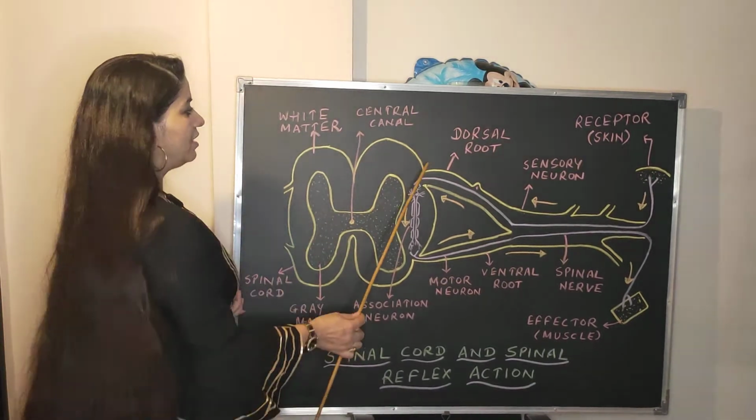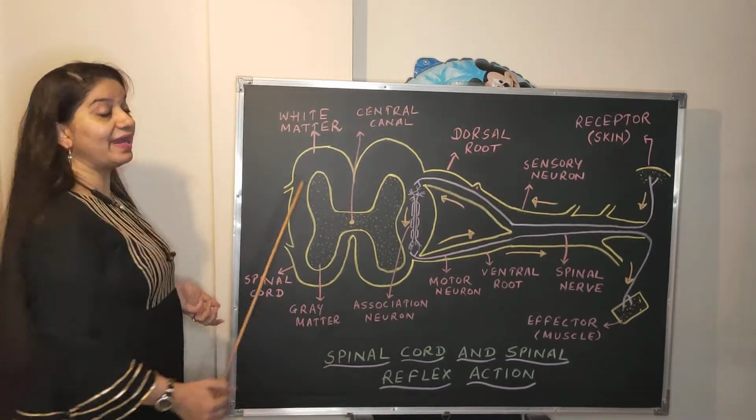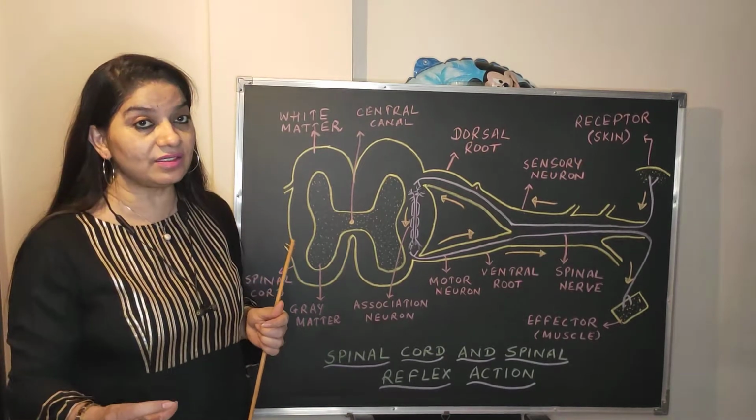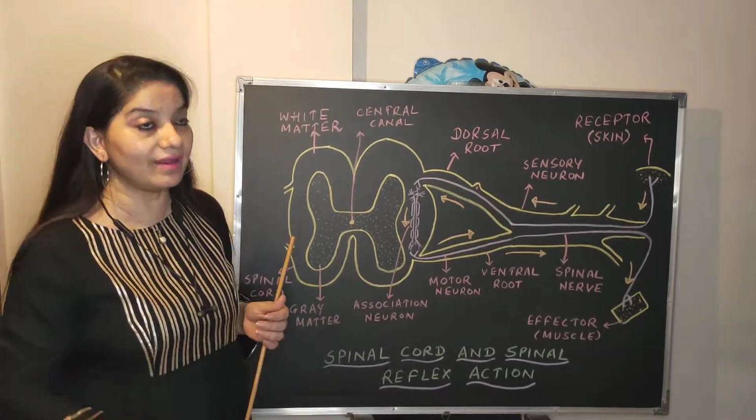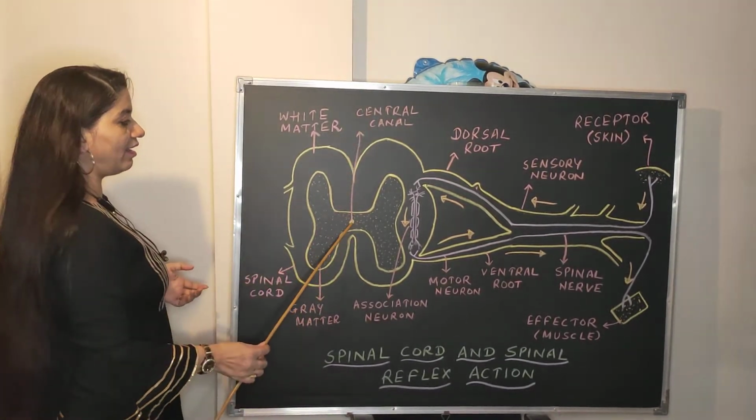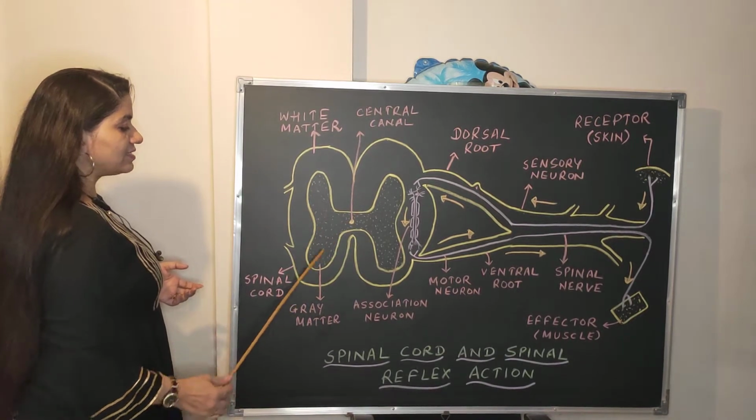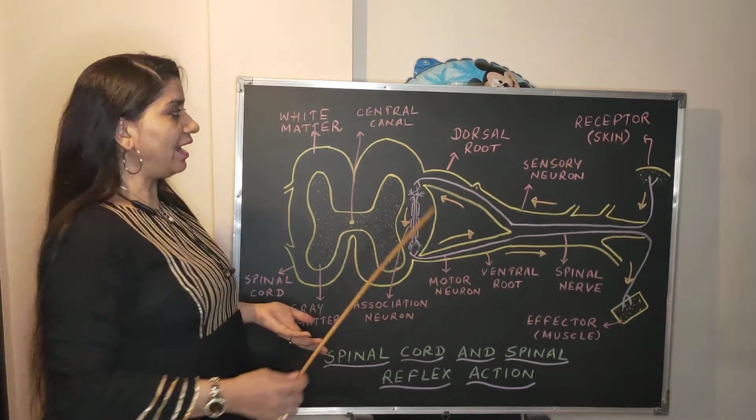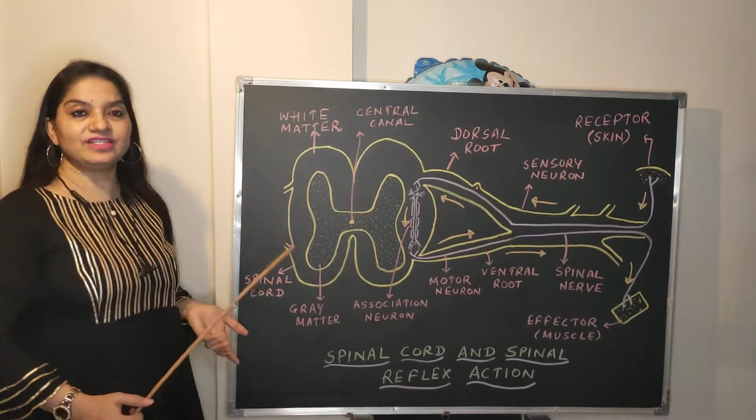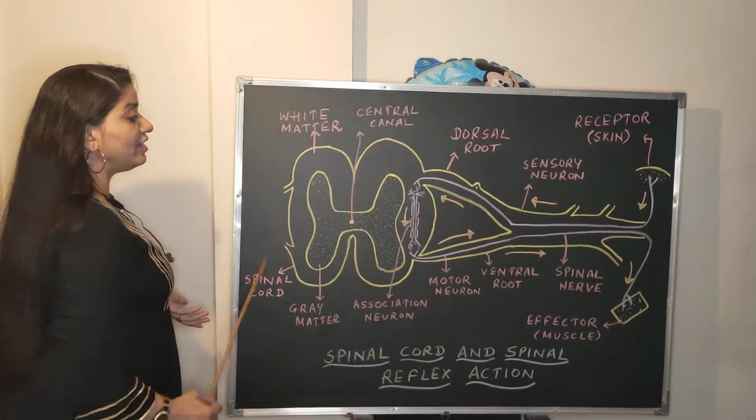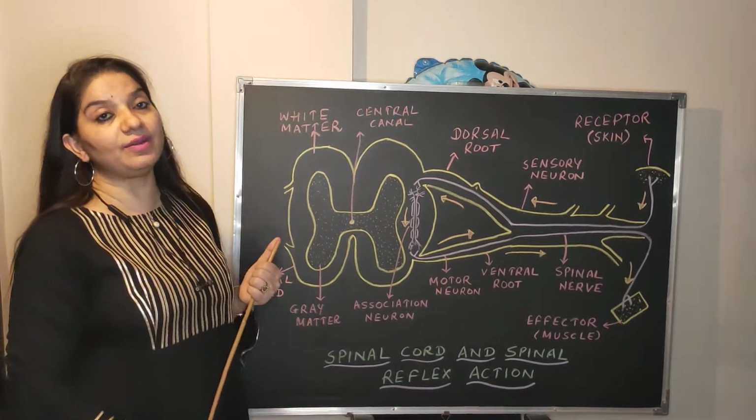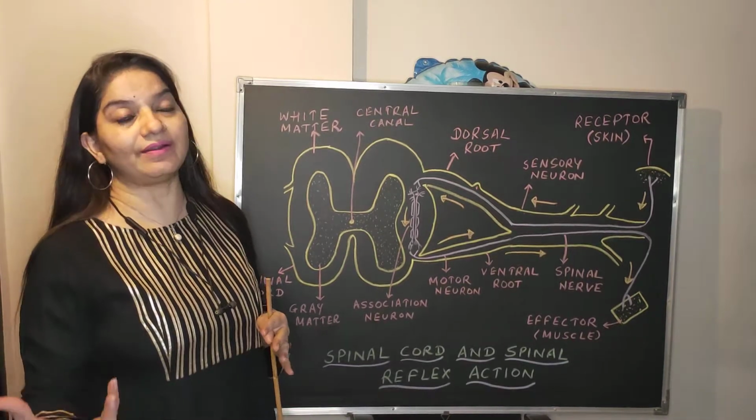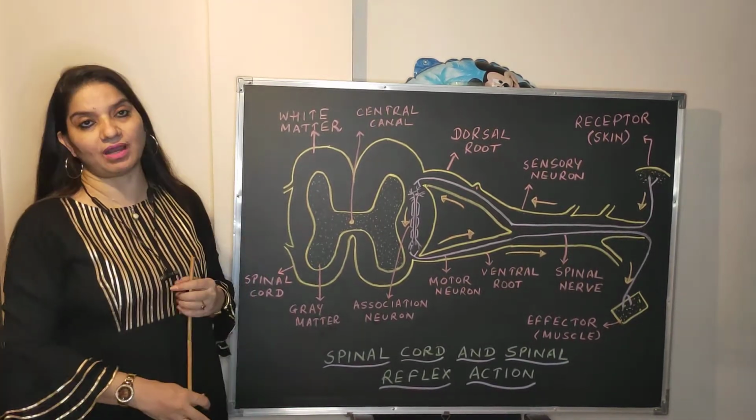Again, let us repeat. This is a spinal cord. Spinal cord has a canal in the center which is known as central canal, and inside there is a gray matter and outside there is a white matter. So the arrangement of this white matter and gray matter is totally reverse that of a brain. Very important for one marker.